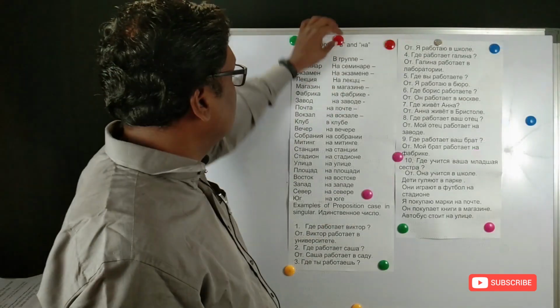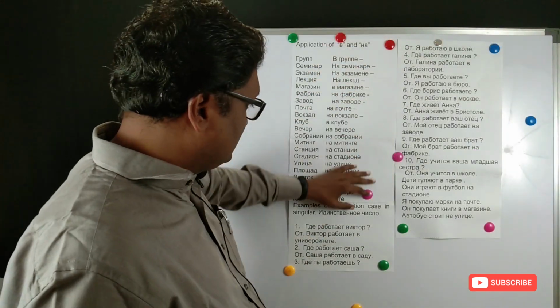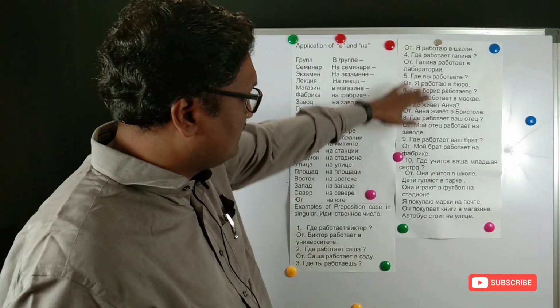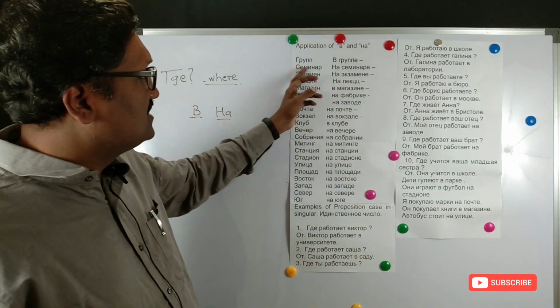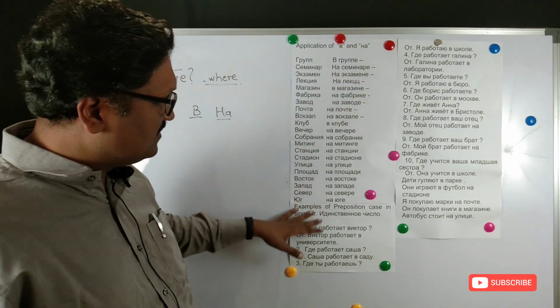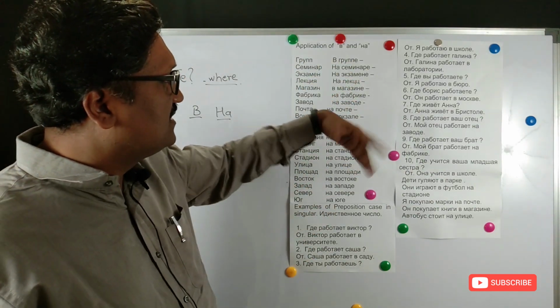Now we will see the application of v and na in the prepositional case and the sentences which are formed by them in this group. V gruppe, in the group, you have to say in the group. V gruppe. Seminar, na seminare. Now this is particularly to explain where v is coming and where na is coming.